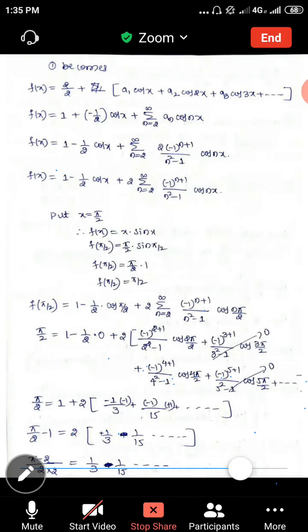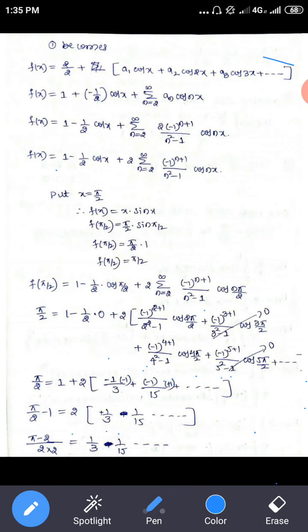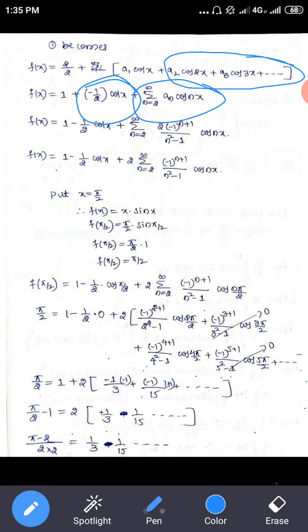So next plus, from this onwards you write summation of a n cos of nx, n is ranging from 2 to infinity. This is important. Earlier n is ranging from 1 to infinity. That one term I have taken here, so next time I am writing it as 2 to infinity. So 1 minus 1 by 2 cos of x plus a n, what is it? Already I have got it: 2 minus 1 raised to n plus 1 divided by n square minus 1 into cos of nx.